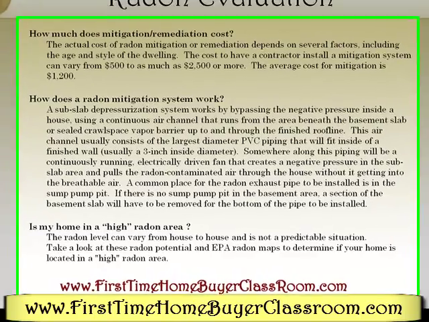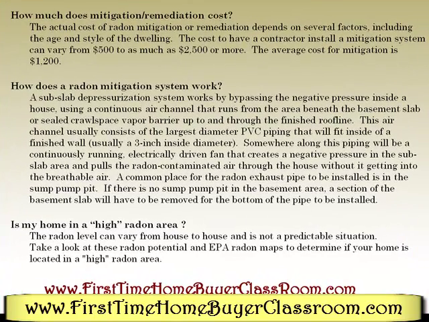How much does mitigation or remediation cost? The actual cost of radon mitigation or remediation depends on several factors, including the age and style of the dwelling. The cost to have a contractor install a mitigation system can vary from $500 to as much as $2,500 or more. We have found, with all of the inspections that we've done, the average cost of mitigation is about $1,200.